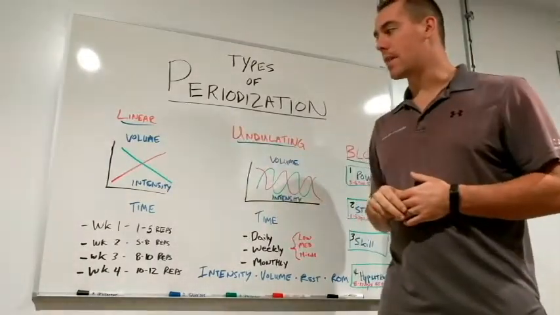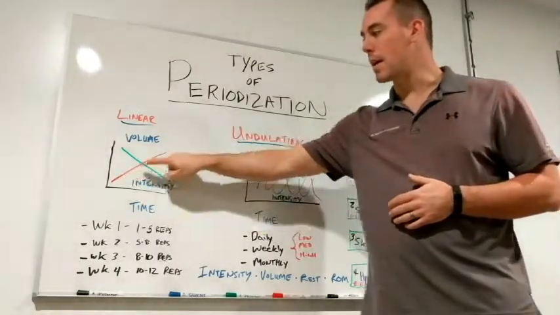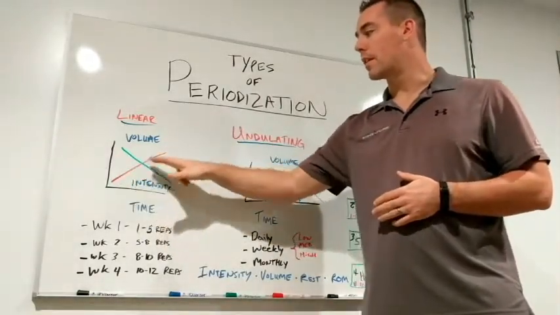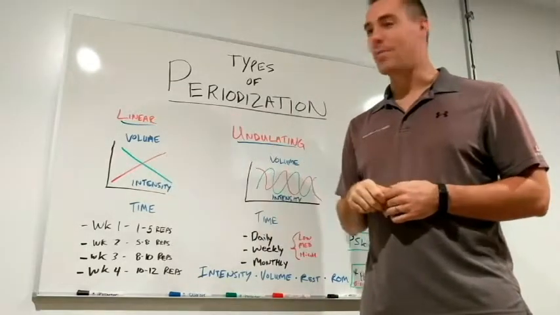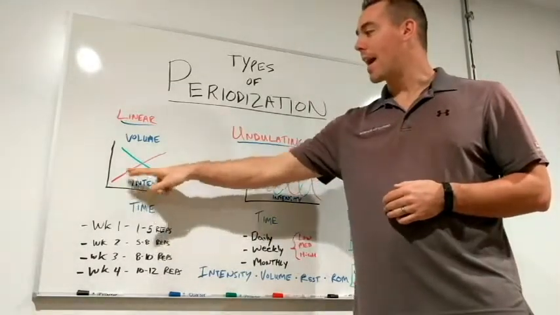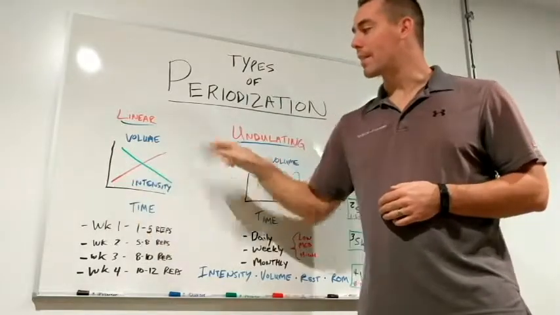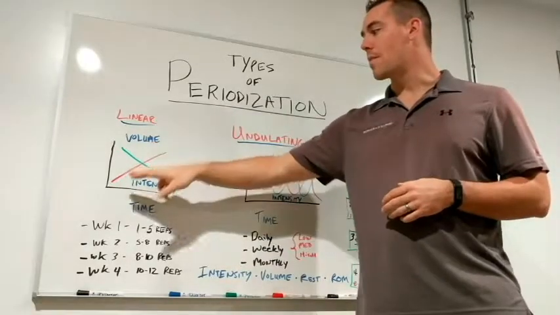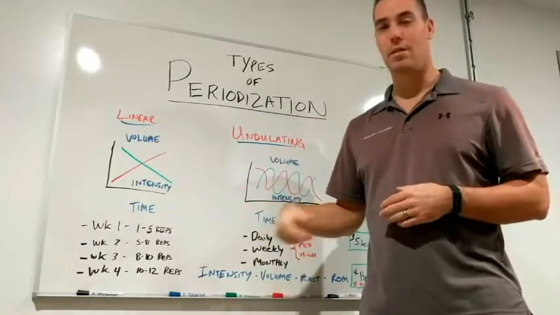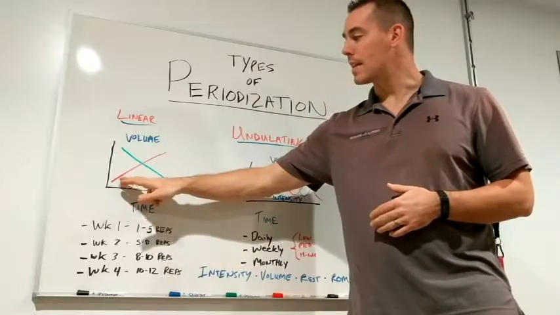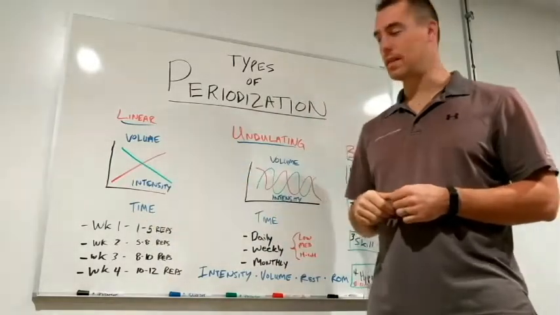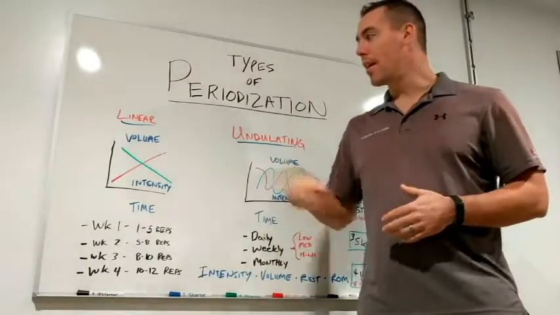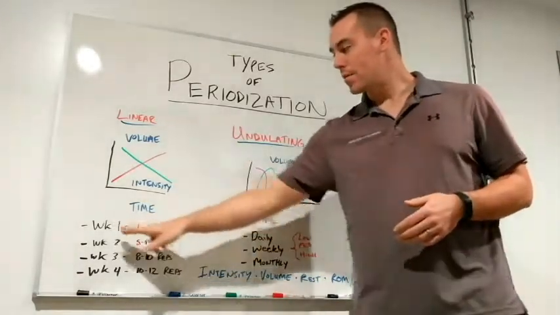So linear periodization is when volume increases, intensity decreases. So we're linearly going in a direction of either higher volume or higher intensity, okay? And these work opposite of each other. As the volume increases, the intensity decreases, or the opposite, as the intensity increases, the volume decreases, okay? So you have an ascending or a descending linear periodization progression. So these are some examples.